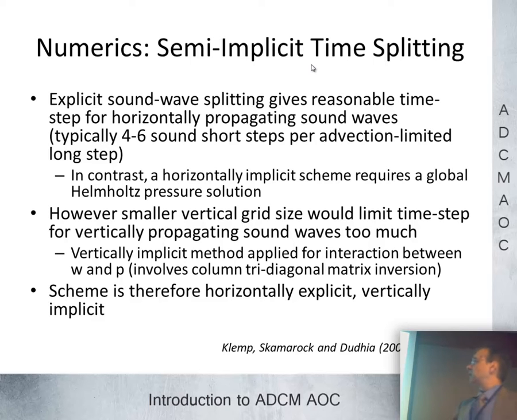However, the smaller vertical grid size would limit the time step for vertically propagating sound waves too much. You can't do the same thing in the vertical direction. So the vertically implicit method is used for interaction between W and pressure, the vertical momentum and pressure. Remember, it's the pressure momentum interactions that allow for sound waves. So we make this vertically implicit, and that involves a column tridiagonal matrix inversion.